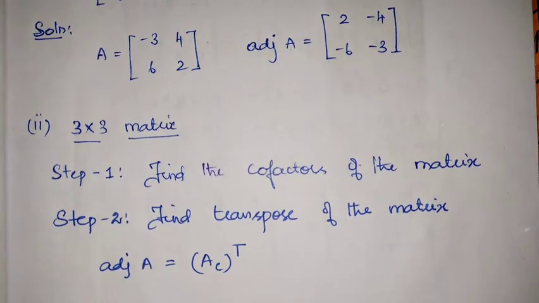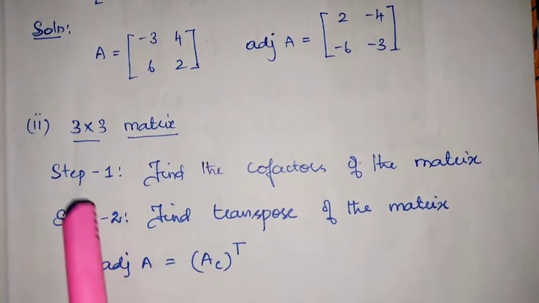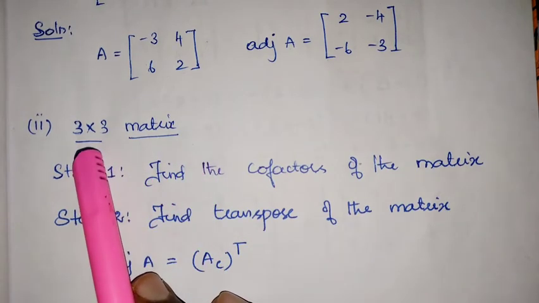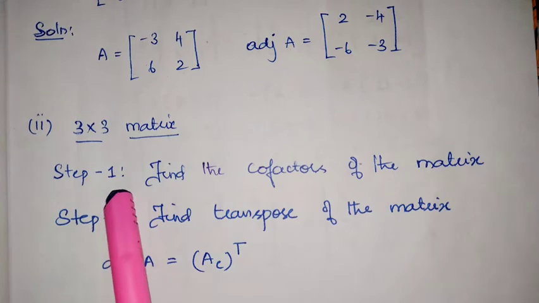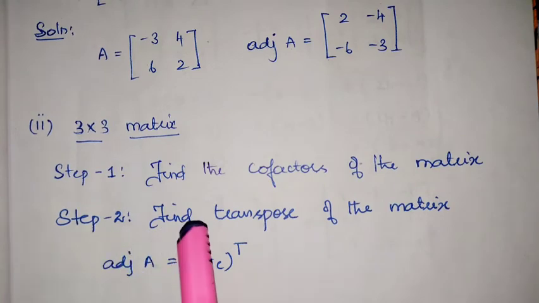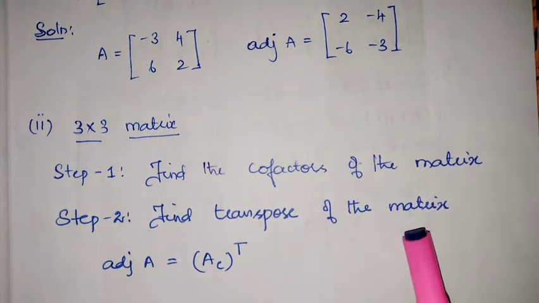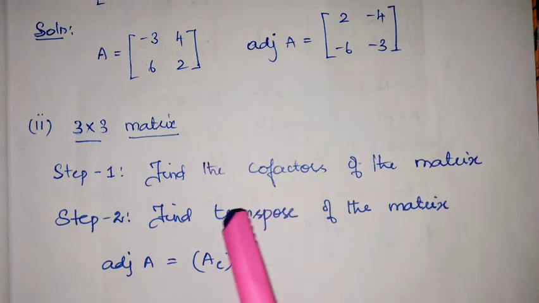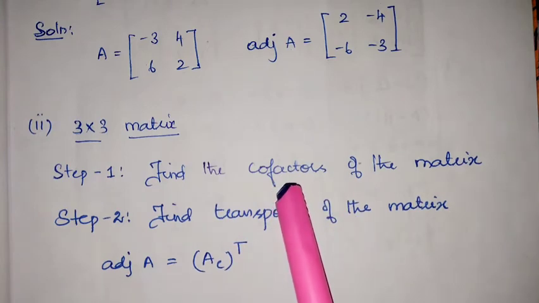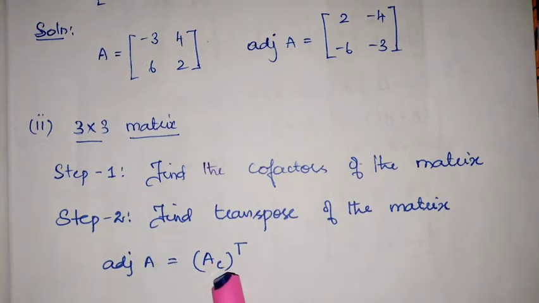Now, how to find the adjoint of a 3x3 matrix? This is a little extended step. Step 1, find the cofactors of the given matrix. Then the second step, find the transpose of the matrix. First you have to find cofactors, then you have to find the transpose. You were supposed to learn cofactors in 11th standard, yet I will explain once again how to find cofactors. Adjoint of a matrix is equal to the transpose of the cofactor matrix of the given matrix.